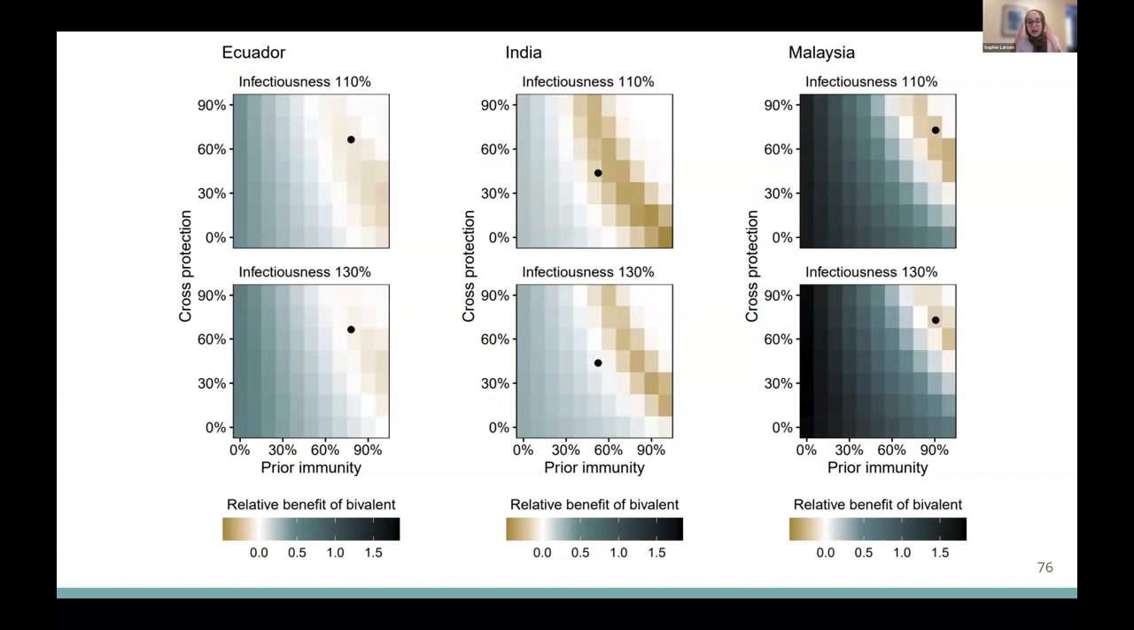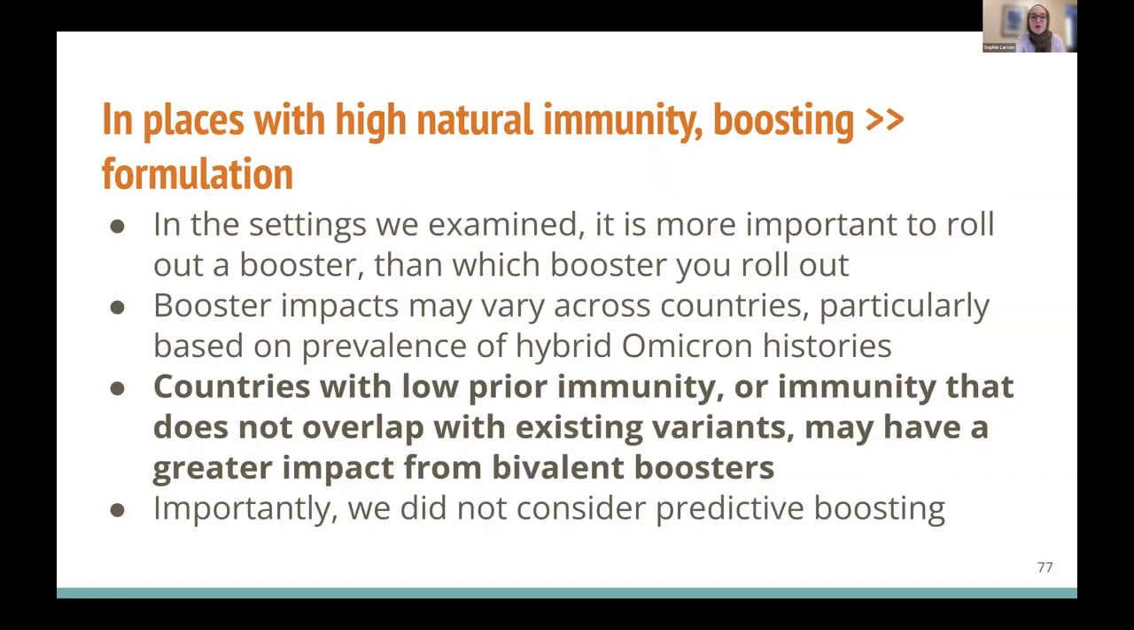But what really seems to be happening is that we're looking in populations that already have a really high level of natural immunity, and in particular might have exposure to more recent variants. And so our takeaway from this is that in places with high natural immunity, just boosting on its own is maybe more important than what formulation you pick. So again, it's more important to roll out a booster than necessarily which booster you roll out.